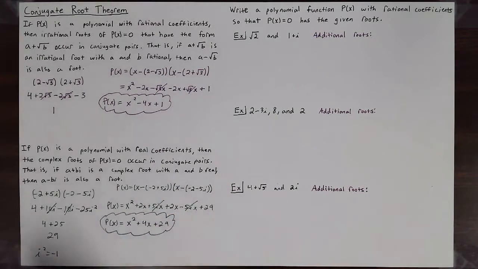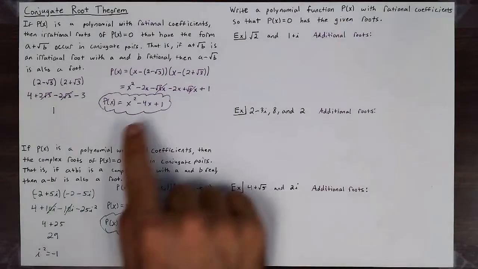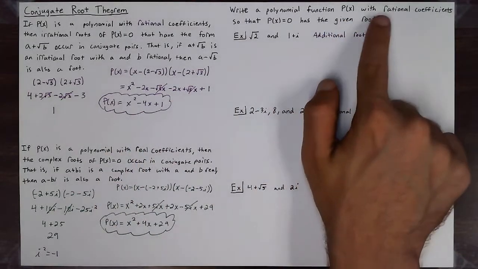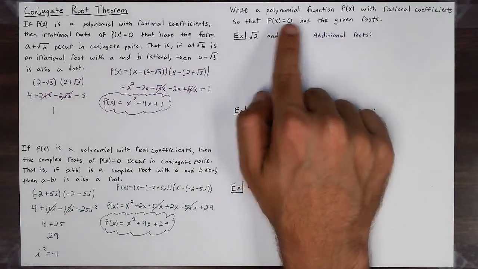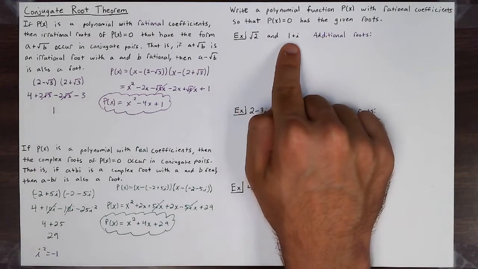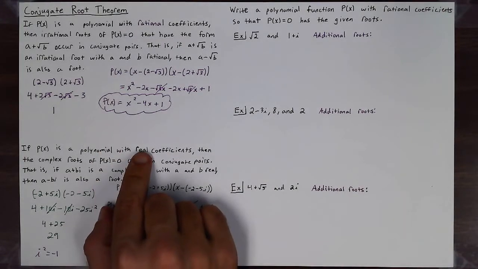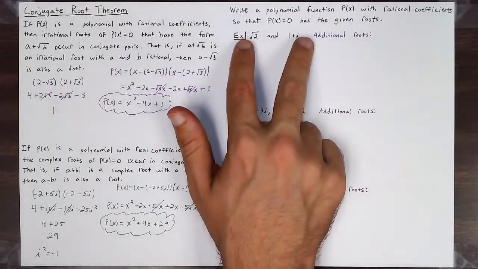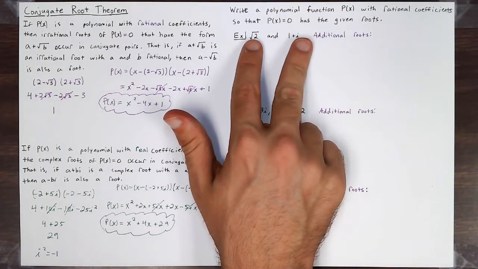So that's why we have a guarantee that they come in conjugate pairs. So let's put this into practice. We're going to write a polynomial function, just like I did here, with rational coefficients, so that p of x equals 0 has these given roots. If I want rational coefficients, which also falls under the real category, then I need to think about the conjugate pairs of radicals, square root radical answers, and imaginary answers.